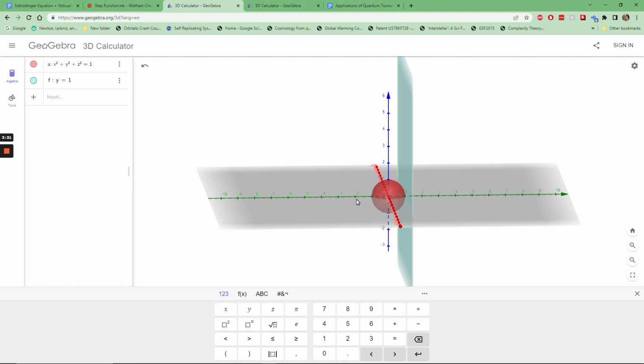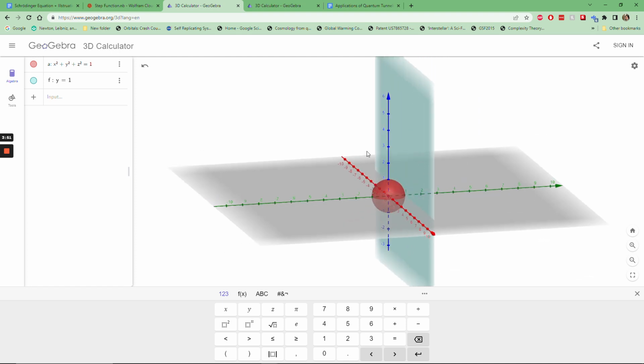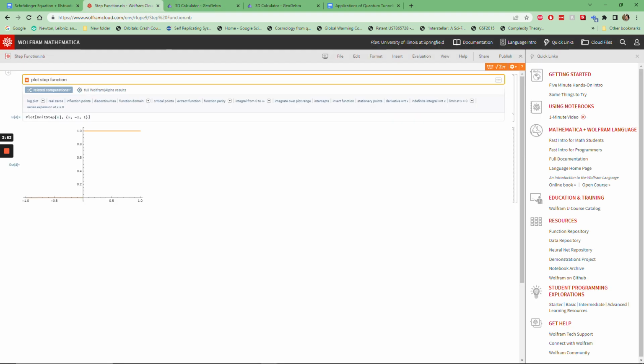In order for the particle ball to go over to the other side, the energy of the ball needs to exceed a certain energy threshold, which is what the wall is. And in a more mathematical sense, this blue wall as you can see here would be considered a step function. Here's a representation of a step function using Wolfram Mathematica. A step function is just a function where everything is zero, except in a certain interval.